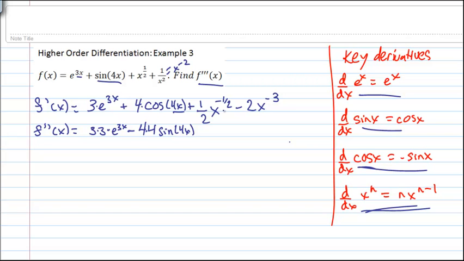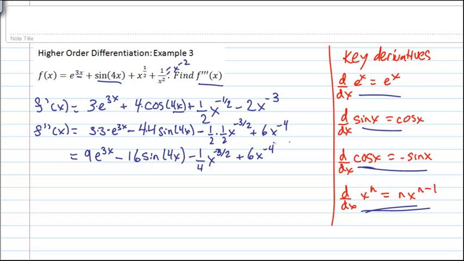And now for this one here, I have to multiply by negative 1/2. So this will now become negative 1/2 times 1/2 x to the negative 3 over 2. And now for this one, I have to multiply negative 2 by negative 3. So this becomes positive 6x, and I'm subtracting 1 from the exponent, so it'll be to the negative 4. I might as well simplify these, just to make it easier to take the next derivative, because I have to take another one. Okay, so I have the second derivative.